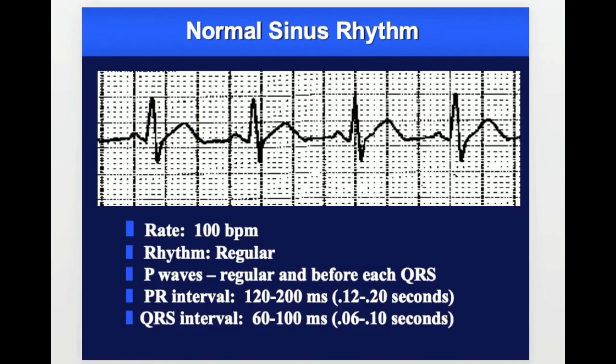In terms of seconds, it is 0.12 to 0.20 seconds, and the QRS interval should be 60 to 100 milliseconds. Then only it is called a narrow QRS.